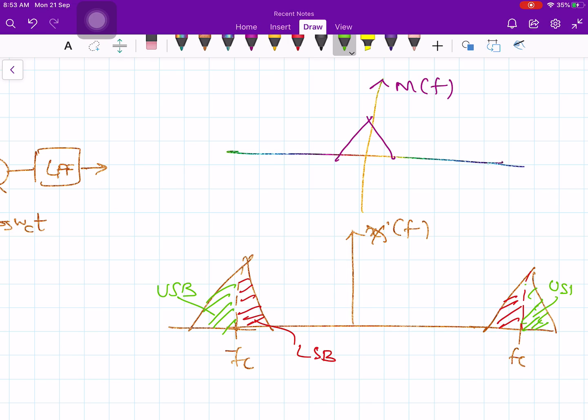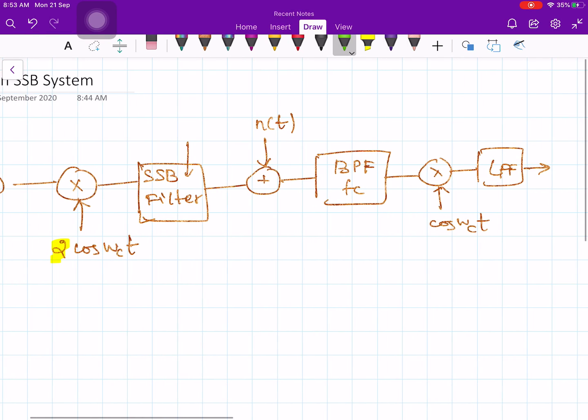So either you transmit the upper sideband or the lower sideband. So for that you have to remove any one sideband. That is the reason we put this SSB filter. So the SSB filter removes any one of the sidebands. Then you will transmit over the channel, and the channel is again assumed to be ideal, an ideal band pass filter. The only effect there is the presence of noise n of t, which adds to the channel. So at the receiver you will have a band pass filter with a center frequency of fc, and then we have the demodulator. This is my demodulator.